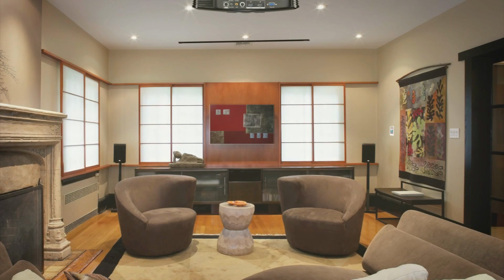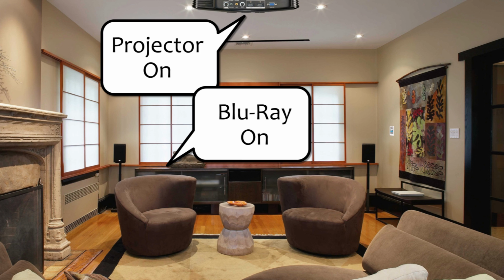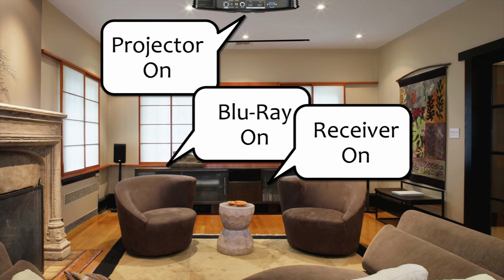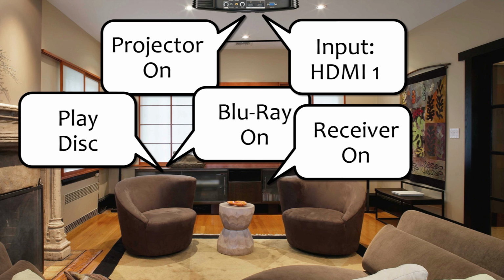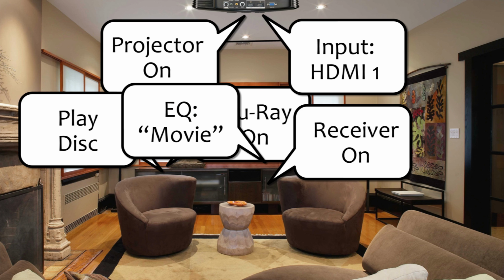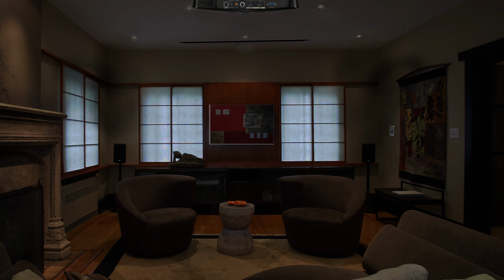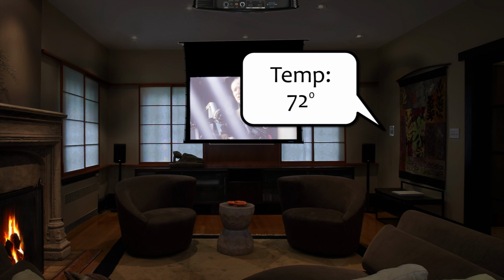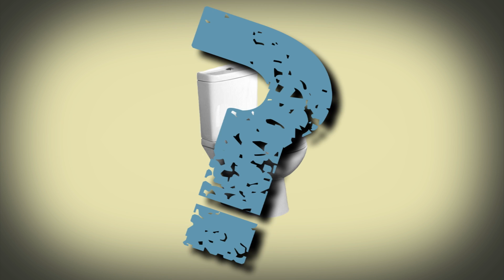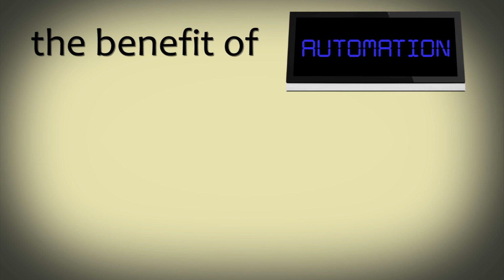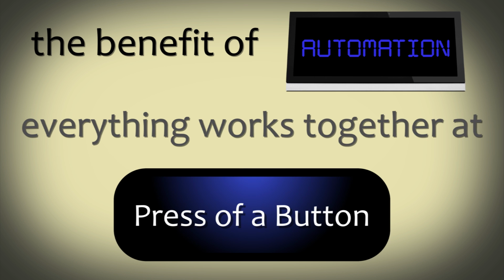While you're kicking off your shoes, the system turns on the projector, turns on the Blu-ray player, turns on the audio receiver, sets the projector to the right input, plays the movie, sets the audio settings on the receiver to the movie preset, and adjusts the volume to the perfect level for watching movies. It also turns the lights down, drops the screen, turns on your fireplace, and sets the AC to the right settings. It could even flush the toilet for you if you wanted. Now that is the benefit of automation. Everything works together at a single press of a button.